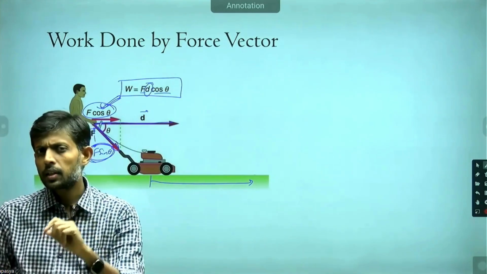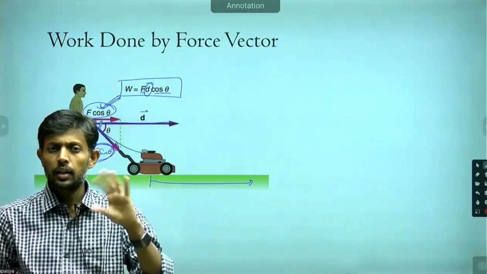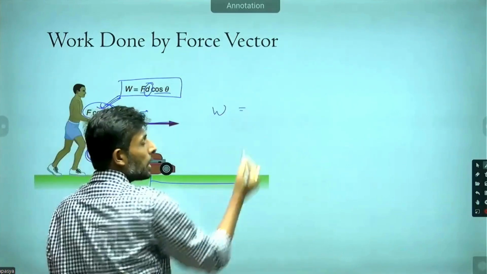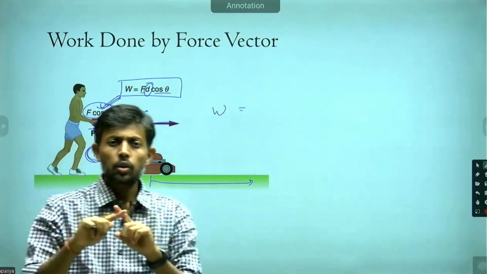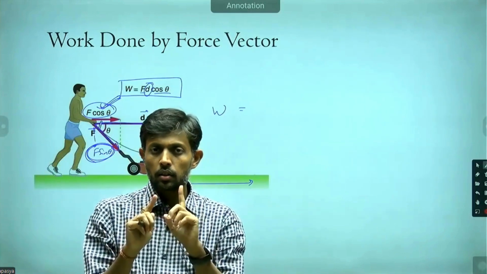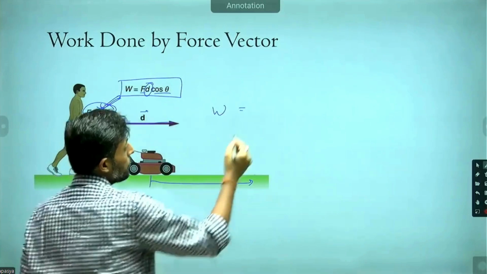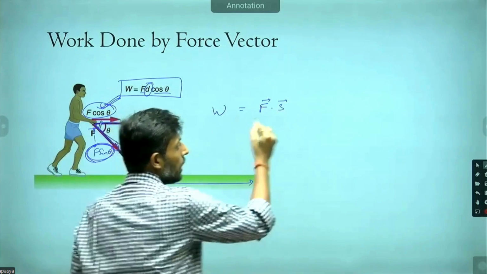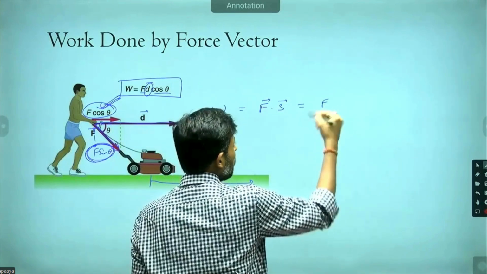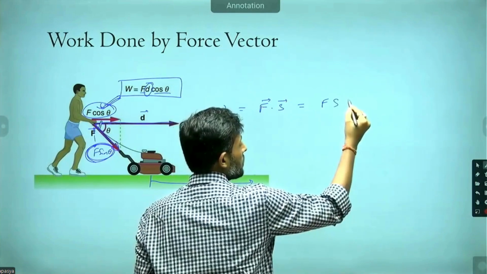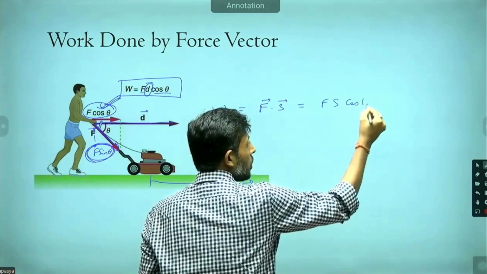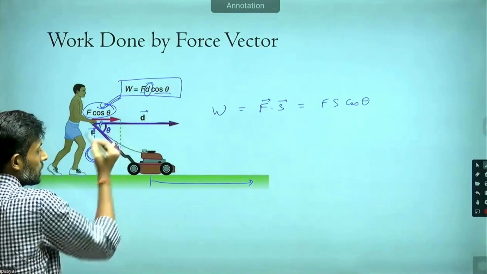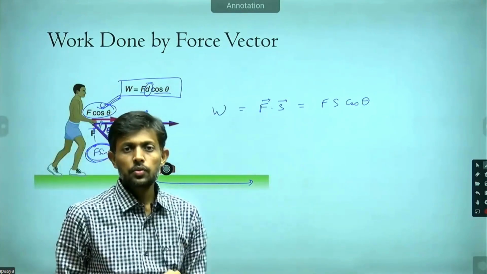Now, if I want to represent the expression for work done in terms of vectors, how do I do that? We all know work done is a scalar quantity. How do we get a scalar quantity from two vector quantities? One of the ways is the scalar product, or the dot product. F dot S is defined as the magnitude of force multiplied by the magnitude of distance multiplied by the cosine of the angle between them. The angle between them is theta in this case. So work done is given in this format.